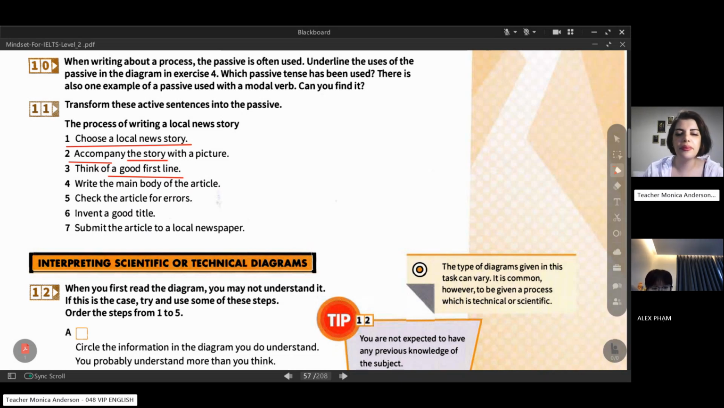Number 4: the main body of the article is written. Very good. Number 5: the article is checked for errors, of course. And number 6: a good title is invented. And the last one: the article is submitted to a local newspaper.